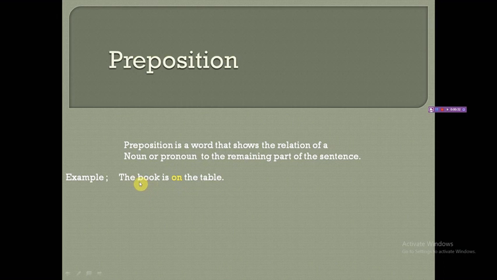So, in this particular sentence, the book is the noun. On is the preposition which shows the relation of the book with the rest of the sentence, which is the table. It is very important to study prepositions that show time, place, or direction. So let's study all these prepositions in detail, because preposition plays a very important role in English communication and English grammar as well. So let's move on to the next slide.